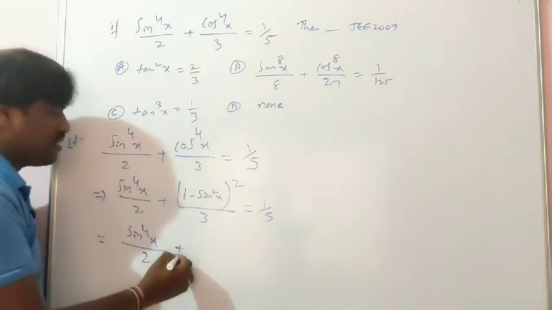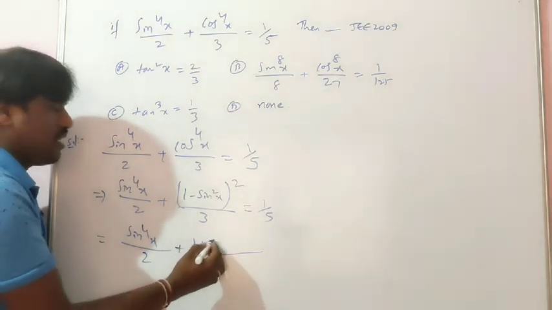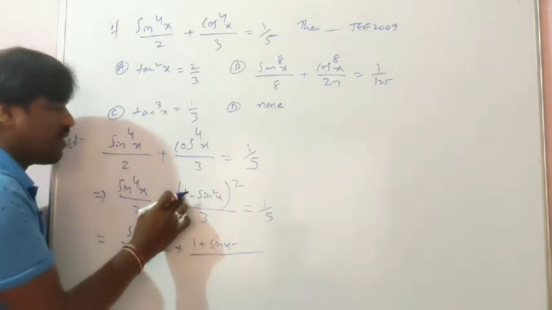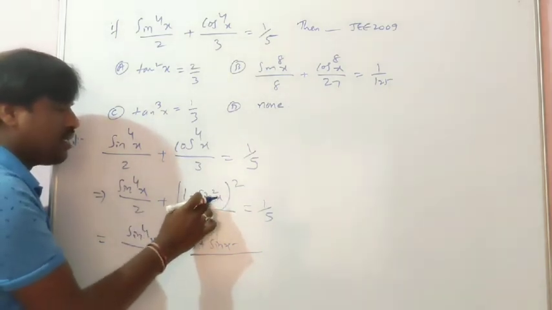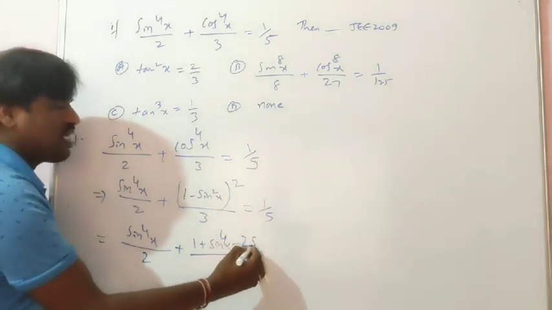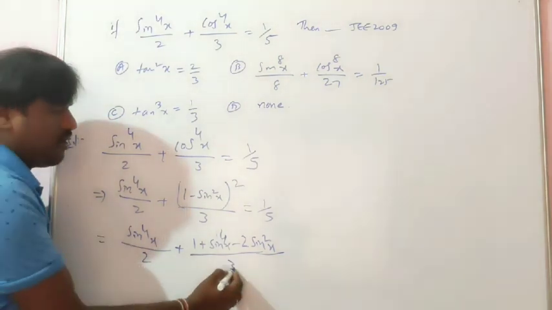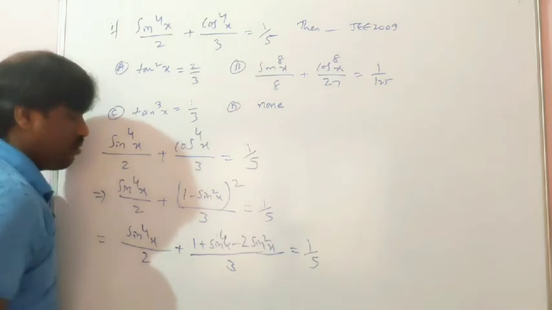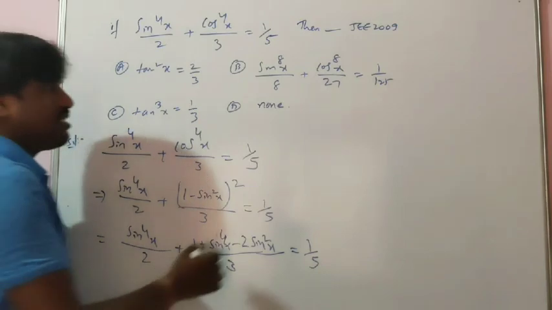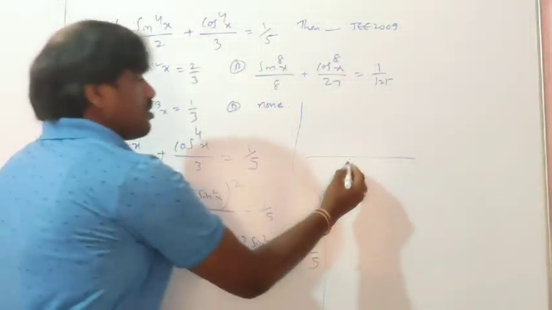Sin power 4x plus, this can be expressed with the a minus b whole square formula, a square plus b square minus 2ab. See here, 1 square is 1, and here sin square x whole square is sin power 4x, and minus 2 sin square x, the 2ab we used, upon 3 is equal to 1 by 5. Hope you understand. Now you can multiply, or you can do the LCM of this. The LCM of 2, 3, what am I going to get? Most people get confused, so I am using this one. So 6 is the LCM.